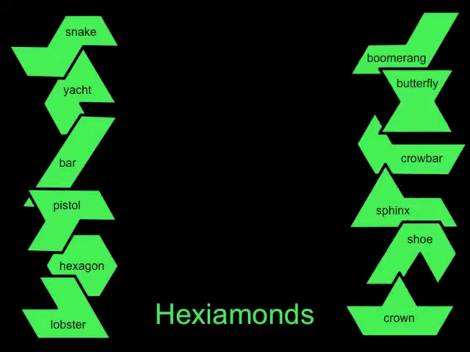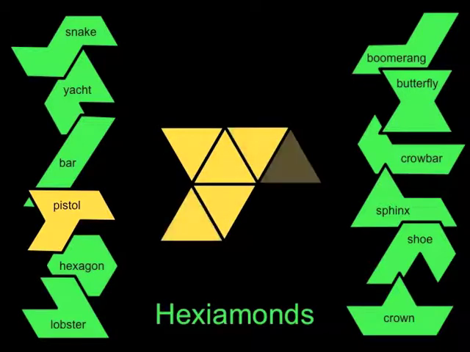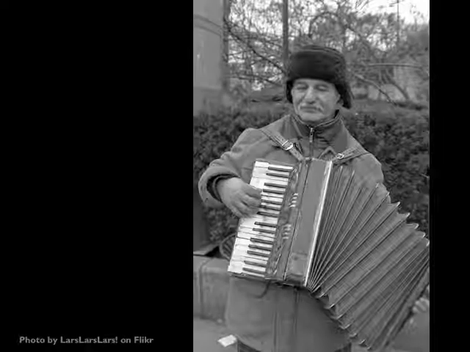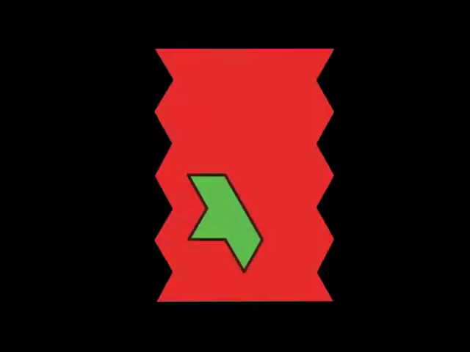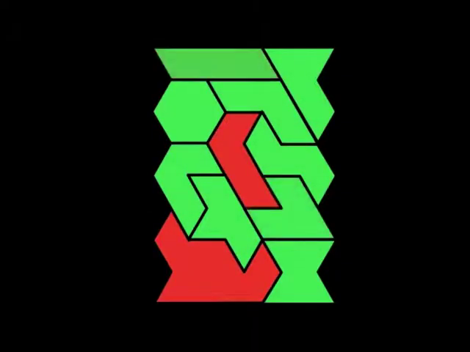Hexiamonds each have a name. For example, the pistol is made like this. The natural question in every mathematician's mind is whether it's possible, using these 12 hexiamonds, to construct an accordion. Well, let's see if it's possible. Here we go, we're going to snap them into this accordion shape, and indeed we have a solution.